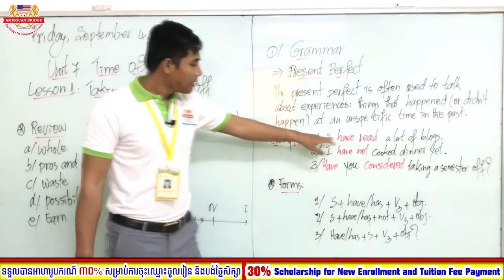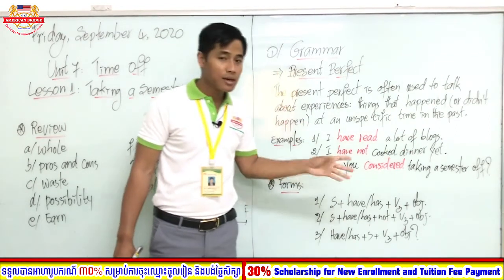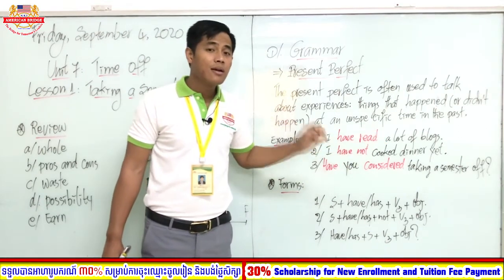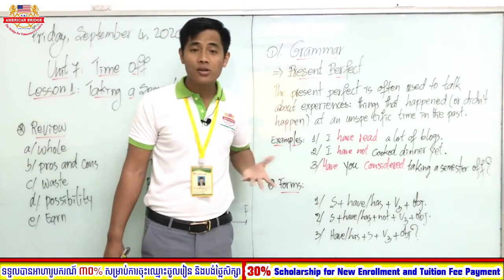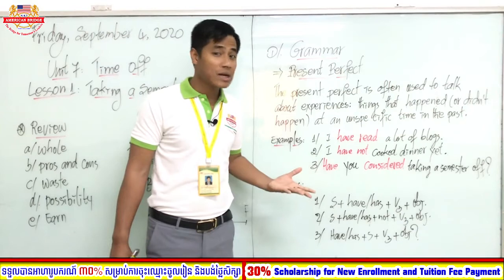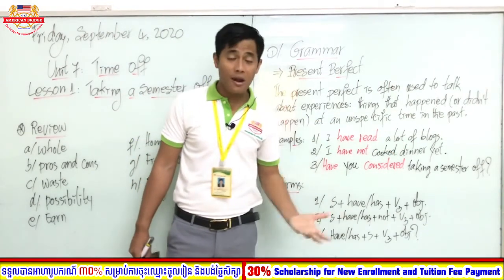One: I have read a lot of blogs. I've read a lot of blogs. So, have read a lot of blogs. We have read a lot of blogs, but we're not sure when. We're not sure about the time, the day, or the year that we have read a lot of those blogs.